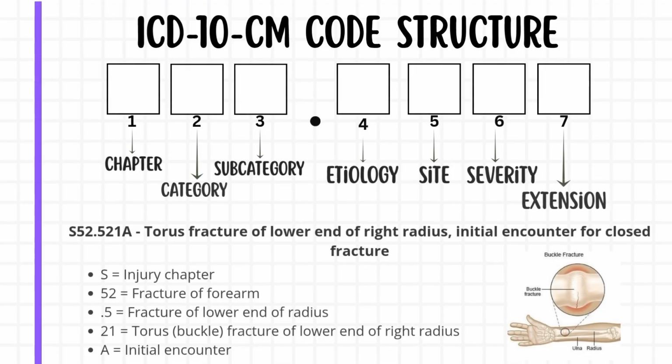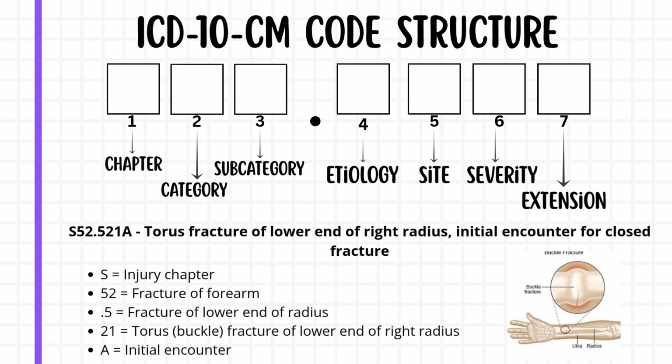Let's understand the ICD-10-CM code structure. An ICD-10-CM code can have up to 7 characters. Each character gives specific information about the diagnosis. The first character represents the chapter, the second represents the category, the third represents the subcategory, the fourth represents etiology or type of condition, the fifth represents site or location, the sixth represents severity or specific details, and the seventh represents the extension, which tells us the stage of care.